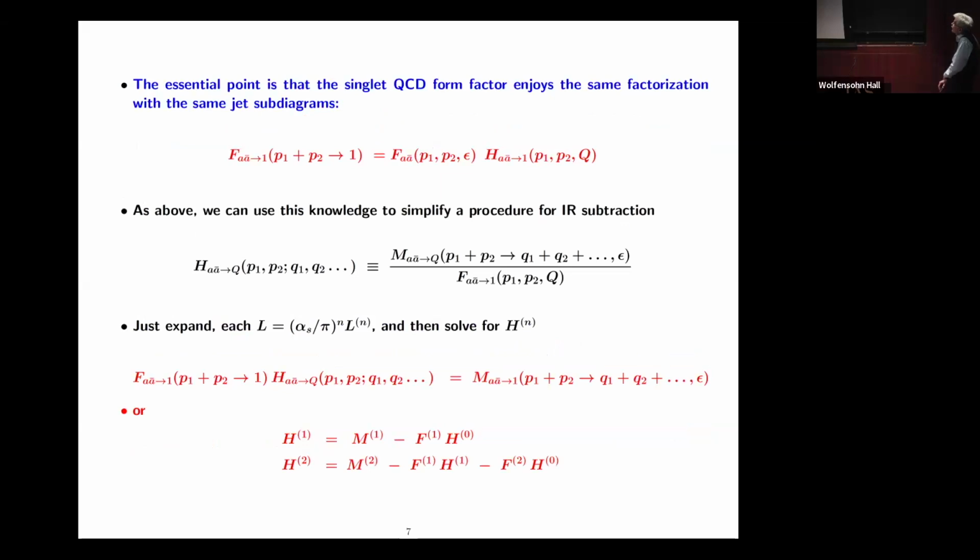The essential point is that the singlet QCD form factor enjoys the same factorization as the jet subdiagram. So here we have the object we have here. This is the Higgs cross-section. And it's the same F, but with an H, which we already know, and in fact has been computed up to at least 3 loops. So here we have the H, again, is this ratio. And we just expand in the loops and solve for these H's, the H for the process we're interested in. And we can get it just at 1 loop and 2 loops again with these differences.